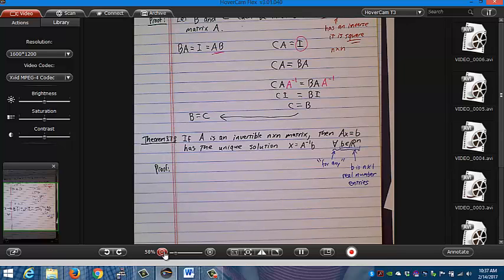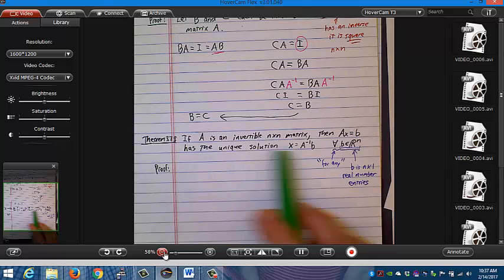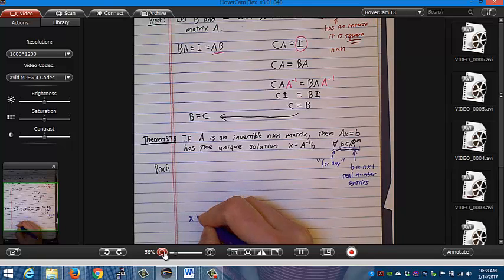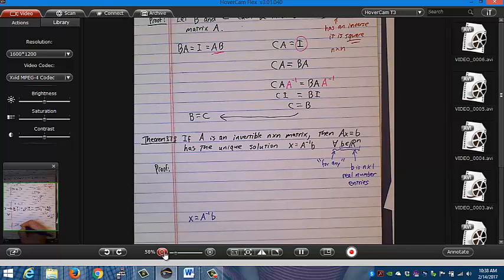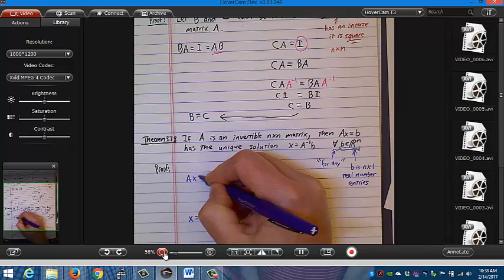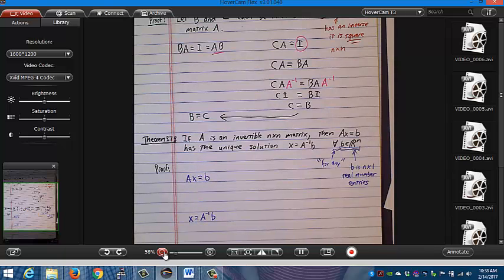Well, we want to end up with what? All right, I'll put that down a few lines. X equals A inverse B. What are we given? That's one thing we're given: AX equals B. We're given something else: A times the inverse of A.